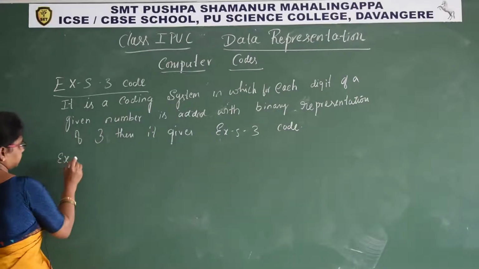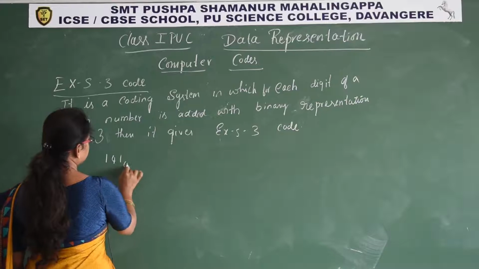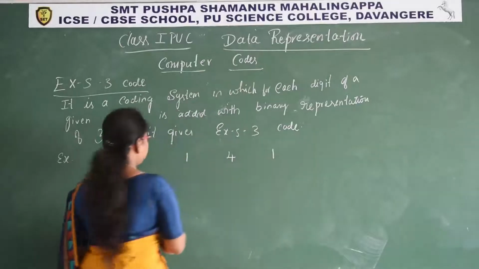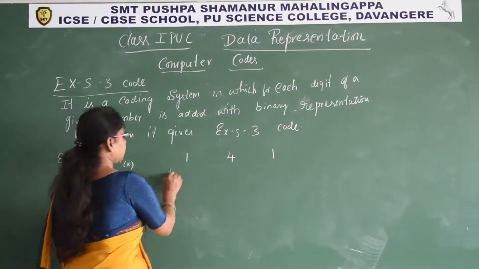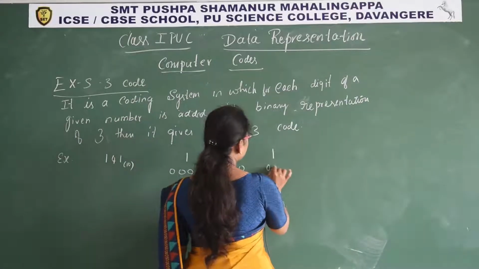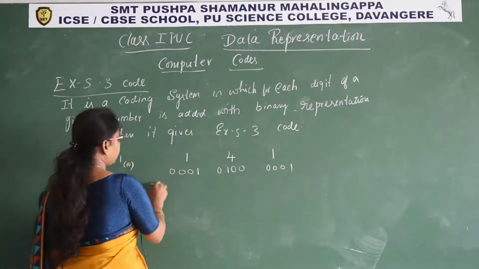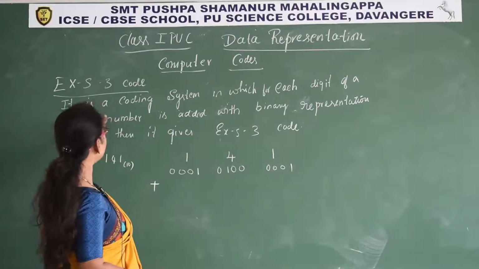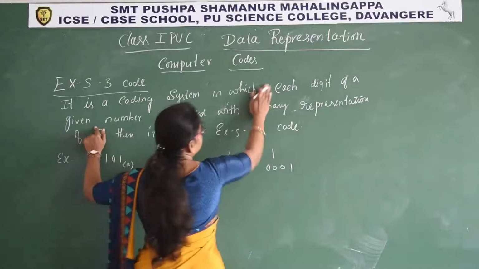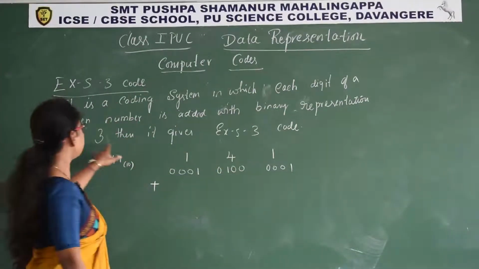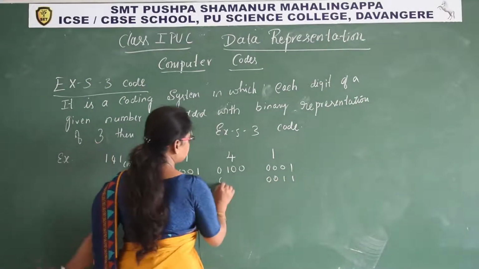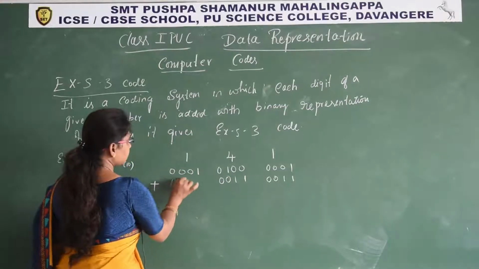Example: 141 base 10. Now 1, 4, 1. How to write 1 in 4-bit binary? 0001, 0100, 0001. Now we have to add 3. See here, according to the rule, it is a coding system in which each digit of a number is added with the binary representation of 3, isn't it? 0011, 0011, 0011.